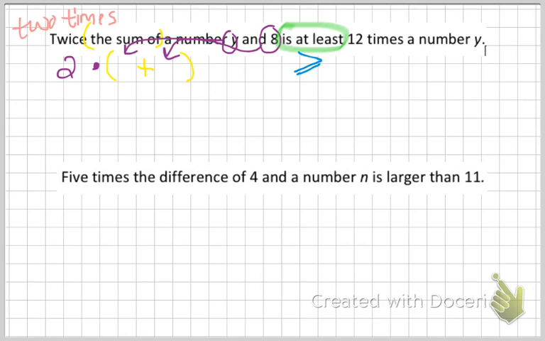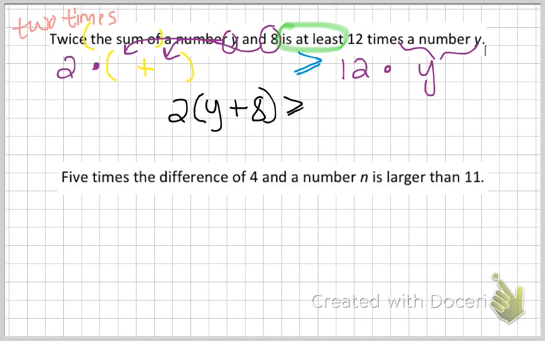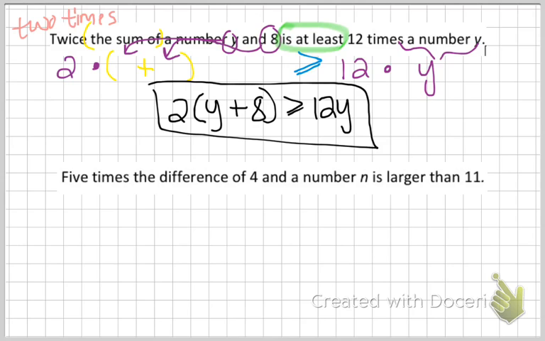Then we have 12 times a number y. So we have the variable y. I'm going to rewrite this mess so it makes sense. We start off with the 2, open parentheses, times. Inside we're going to add 2 terms, y and 8. And this is greater than or equal to the 12 times y. So 12y. And this here is our final inequality.